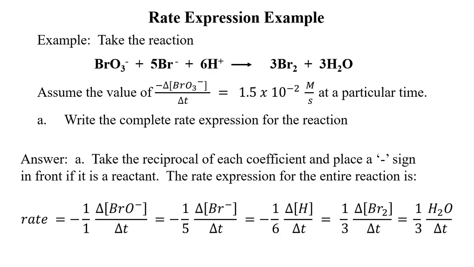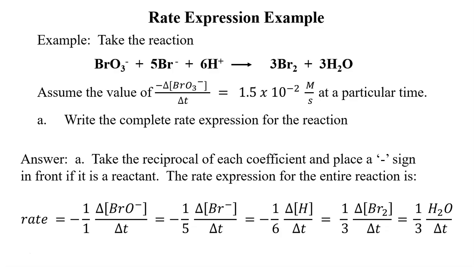So let's say you're given the value of the rate of change of BrO3. That's the one furthest on the left. Now, you notice its coefficient, although it's not written, is 1. It does have a coefficient. It's 1. And let's just say that the rate of change of that is 1.5 times 10 to the minus 2 molar per second. So that's 1.5 times 10 to the minus 2 moles per liter per second. And that's at a particular point in time. Let's say that's how quickly that one is being used up.